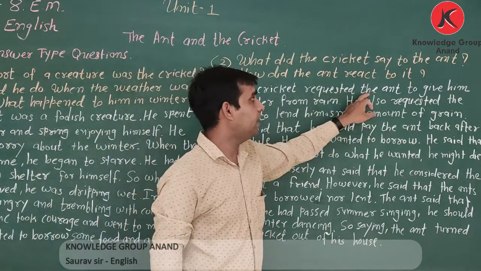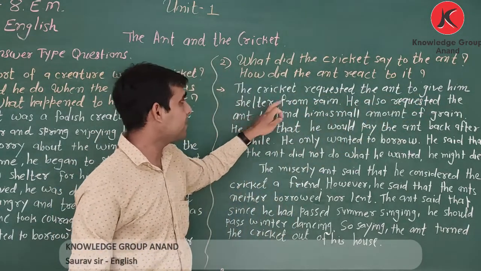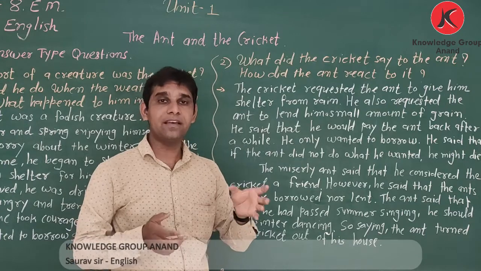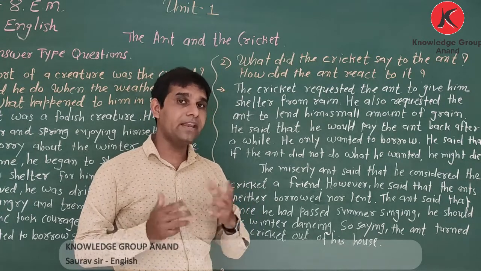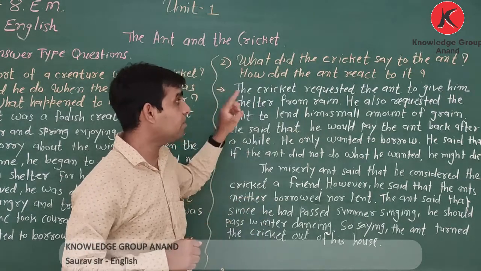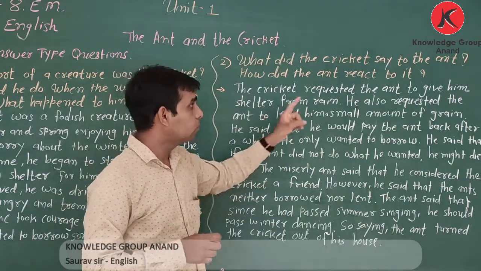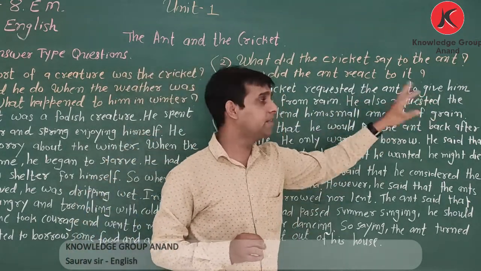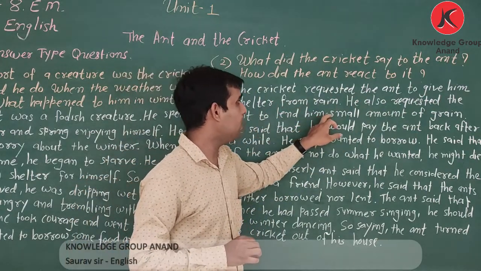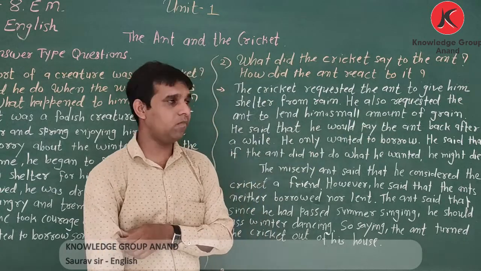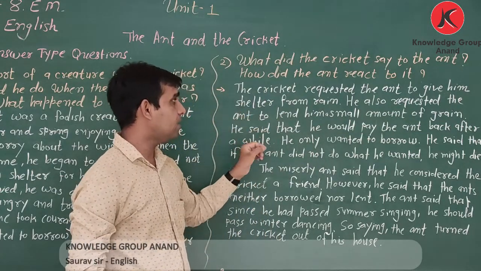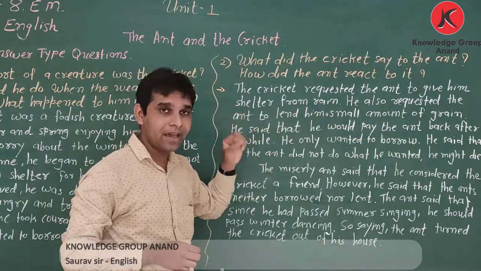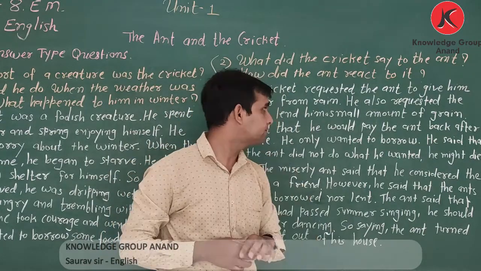The cricket requested the ant to give him shelter from the rain. The cricket had not prepared shelter and food, had not gathered food in the summer season, and did not worry about the winter. So when the winter came, he requested the ant to give him shelter from the rain, and also to lend him a small amount of grain. He requested two things: shelter and a small amount of grain.